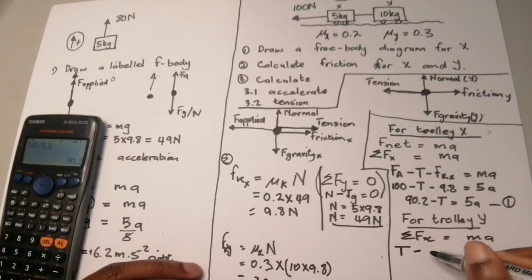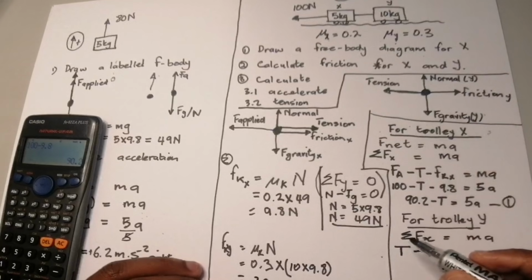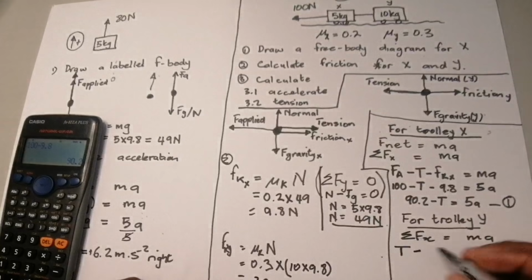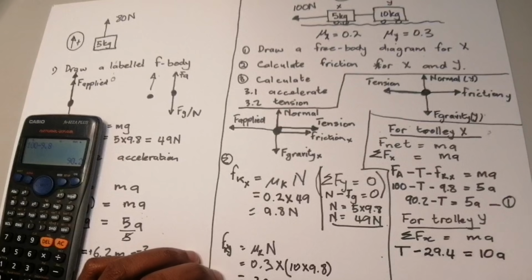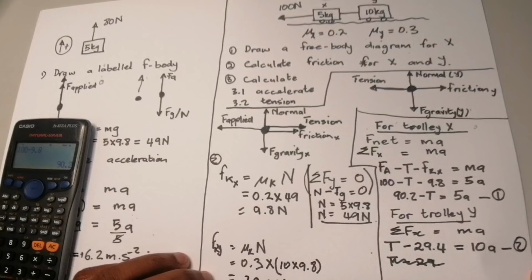So that's tension minus the frictional force on Y. You remember we got that value for the frictional force on Y, that's 29.4, and this is equal to the mass, which is 10, times the acceleration a. Now, please note this. So this is T minus 29.4. By the way, we can't solve any further once again. So we call this equation 2.